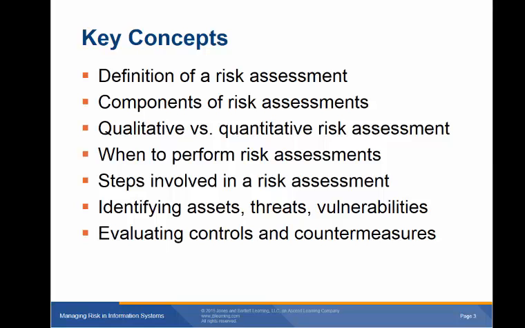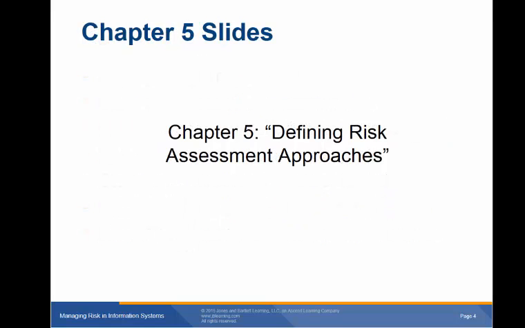And notice we keep coming back to identifying assets, threats, and vulnerabilities. Those are crucial to any risk management plan. And so then we'll be able to go into evaluating controls and countermeasures. And so we'll dive into Chapter 5 real quick.